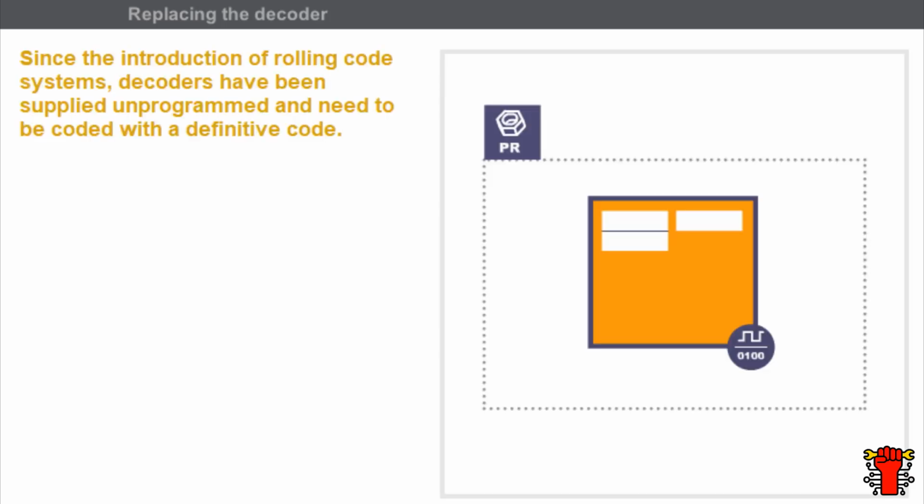Since the introduction of rolling code systems, decoders have been supplied unprogrammed. Decoders must be programmed before being coded using the correct procedure. Once coded, the code contained in the decoder cannot be erased. This code is allocated to the vehicle for life.